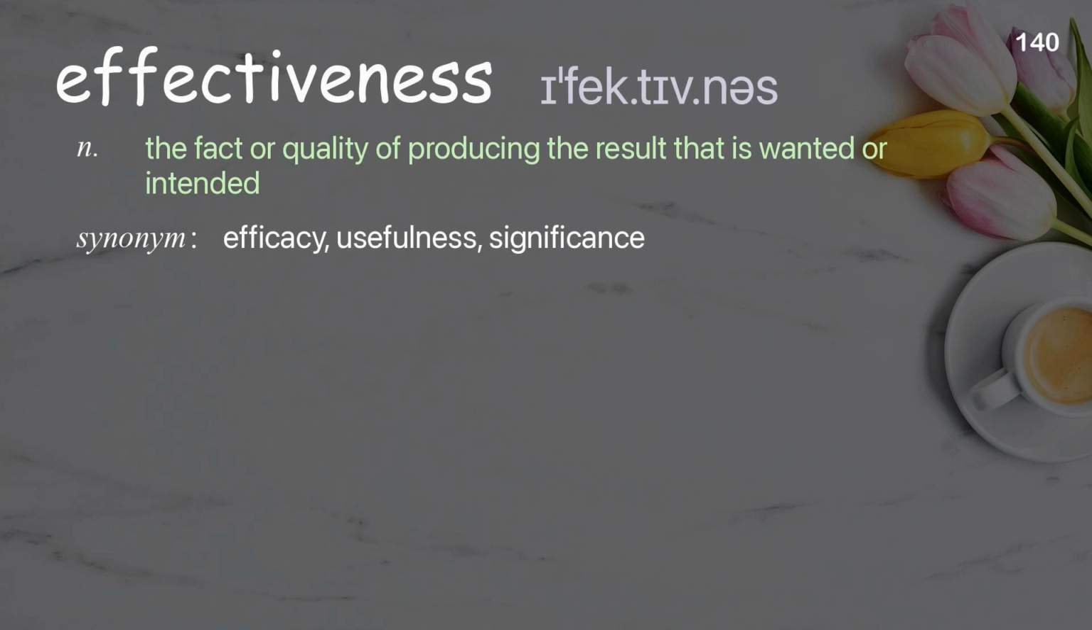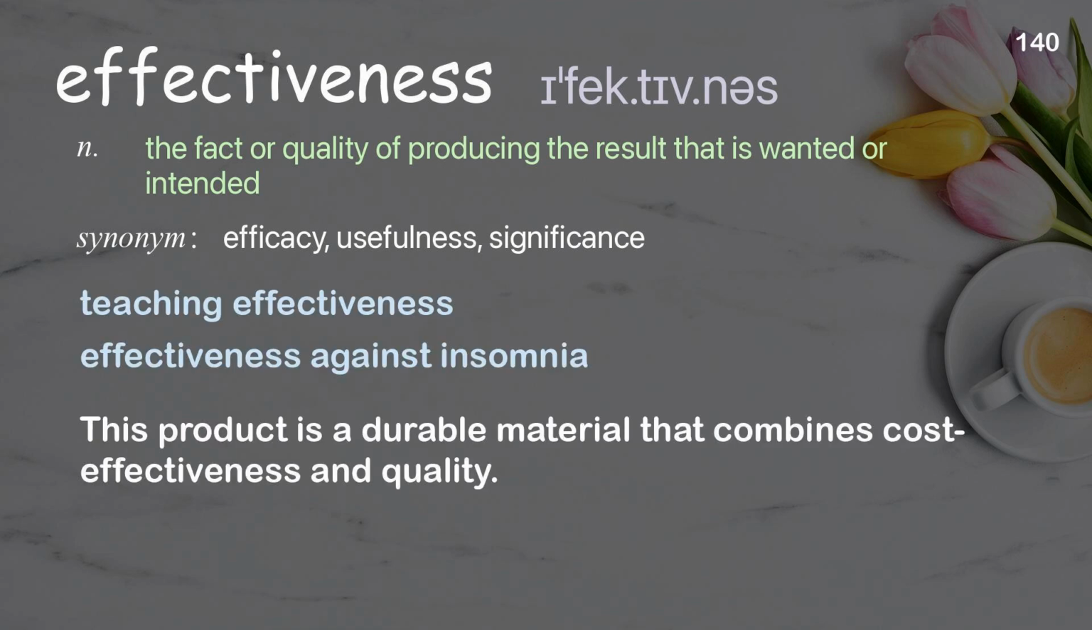Effectiveness. The fact or quality of producing the result that is wanted or intended. Examples: Teaching effectiveness. Effectiveness against insomnia. This product is a durable material that combines cost-effectiveness and quality.